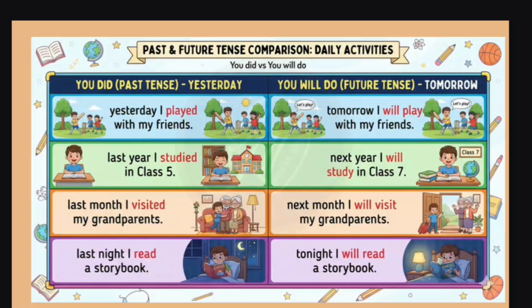Now, last year I studied in class 5. Next year I will study in class 7. Last month I visited my grandparents. Next month I will visit my grandparents. Last night I read a storybook. Tonight I will read a storybook. So now here, children, in the last sentence, read and read both have the same spelling but the pronunciation is different. For past tense we will pronounce it as red, and for present and future tense we will pronounce it as reed.